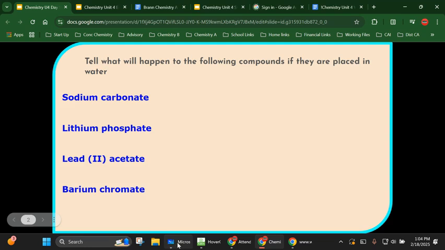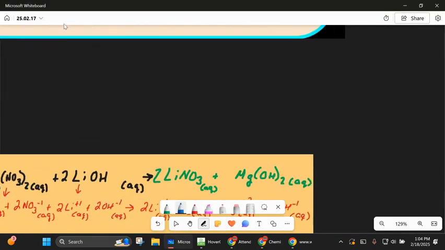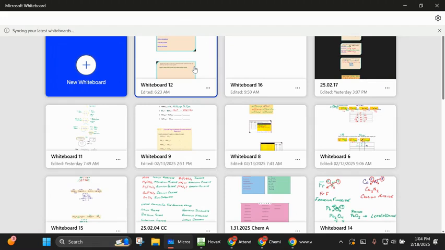If we are writing the formula for sodium carbonate, I got to get to my ones for today. Hang on 1 second.